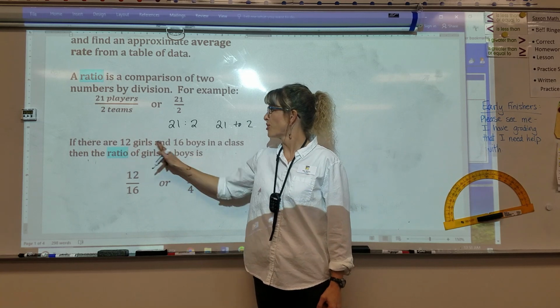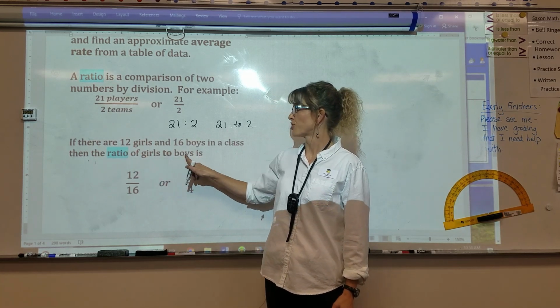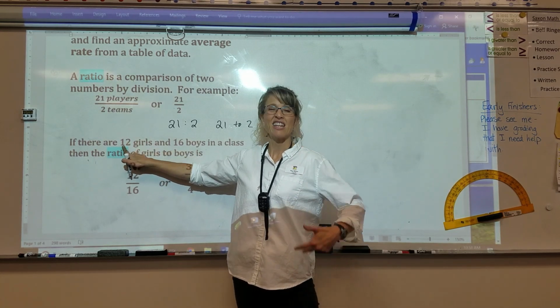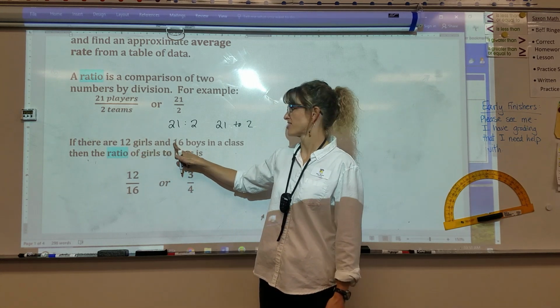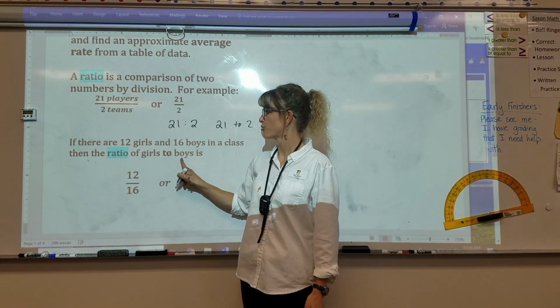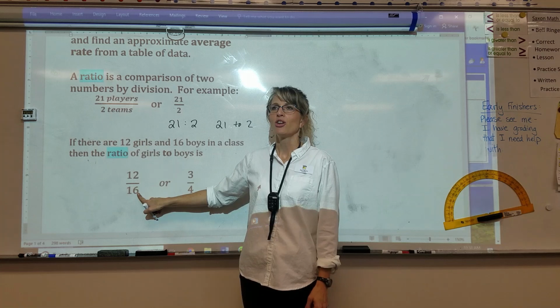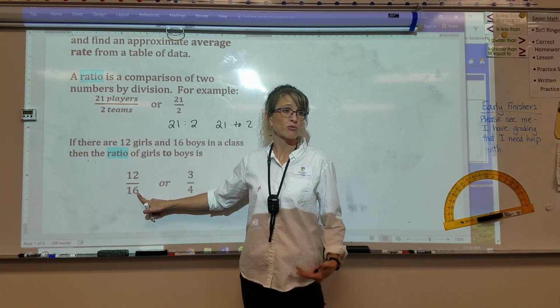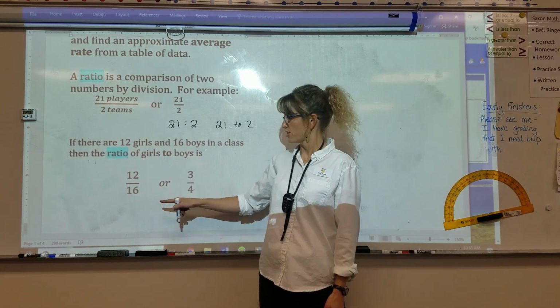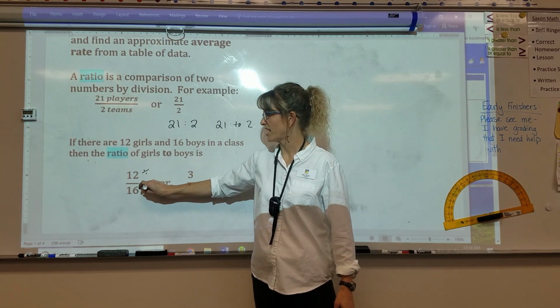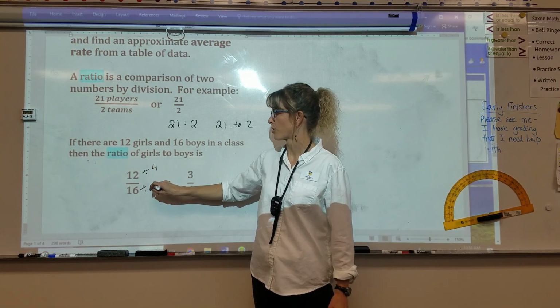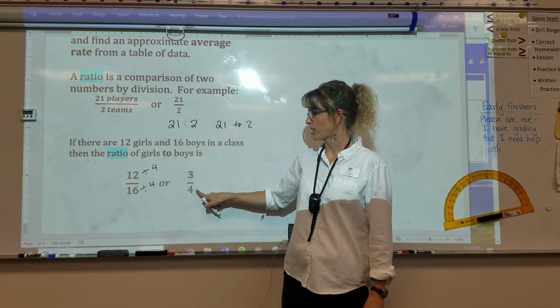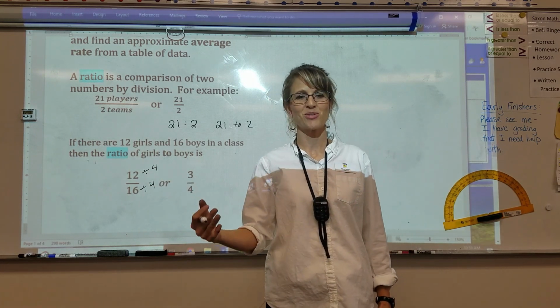We can say the ratio of boys to girls, or sorry, girls to boys. You would read it and get it in the right order. 12 girls to 16 boys. The ratio of girls to boys is 12 to 16. But you always write a ratio in simplest form, which means a reduced ratio. So you would factor out the greatest common factor, in this case a 4, and that would leave you 3/4. So the rule is reduce your ratio.